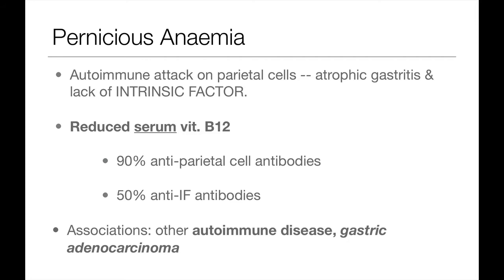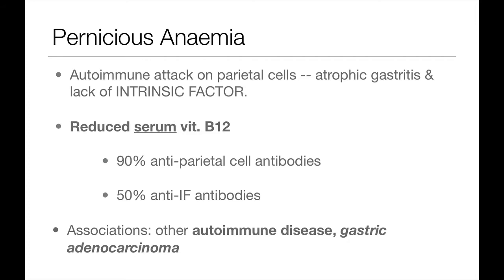In pernicious anemia, the problem essentially is you get autoimmune attack on the gastric parietal cells. This leads to an atrophic gastritis, so an atrophic inflammation of the stomach, which the end result is you get lack of intrinsic factor being produced. If you've got no intrinsic factor, you're not getting the formation of those intrinsic factor vitamin B12 complexes, so you're not getting as much absorption in the terminal ileum.